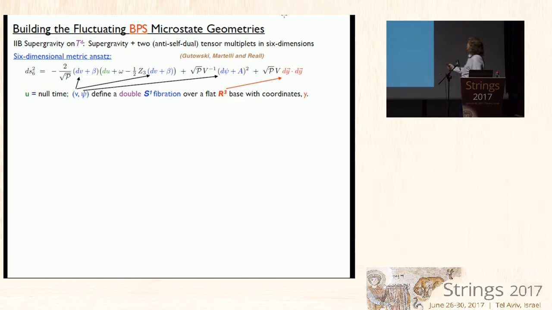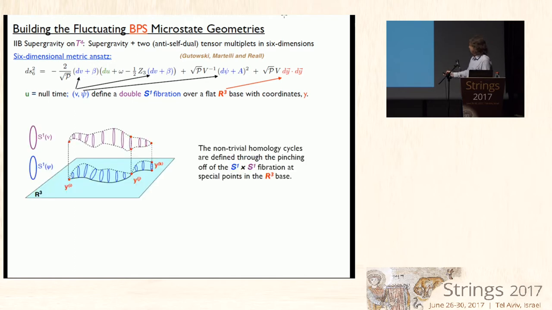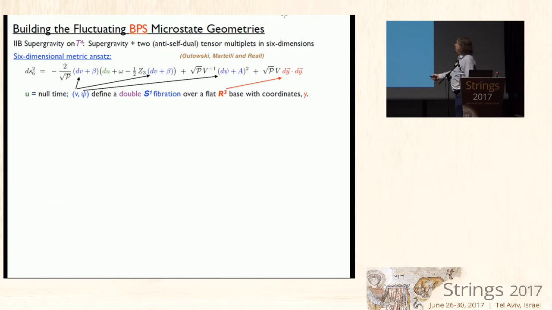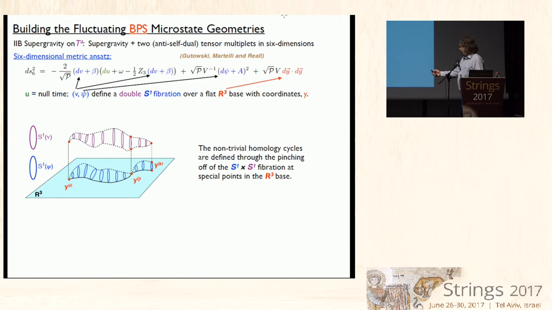Then the other interesting things are the v, psi, and phi is an azimuthal angle in here. But basically, the cartoon is this. You have an R3, and then you have two circle fibrations, one here and one here, over that R3, and the topology is determined by where these things pinch off in the R3 base. And we'll keep the topology very simple. It's just going to be an S3 by the time we're done here.